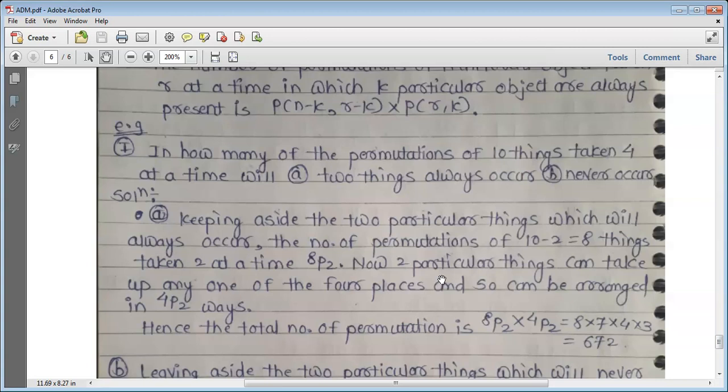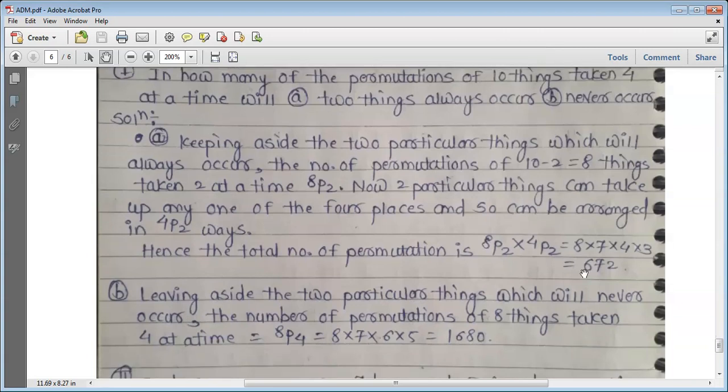And now the 2 particular things can take up any of the 4 places, since we take 4 places at a time, and as 2 things always occur, these 2 things take any of these 4 places, so they can be arranged in 4P2 ways. So the total number of permutations is 8P2 into 4P2, which is equal to 672. So the number of permutations of 10 things taken 4 at a time in which 2 things always occur is 672.